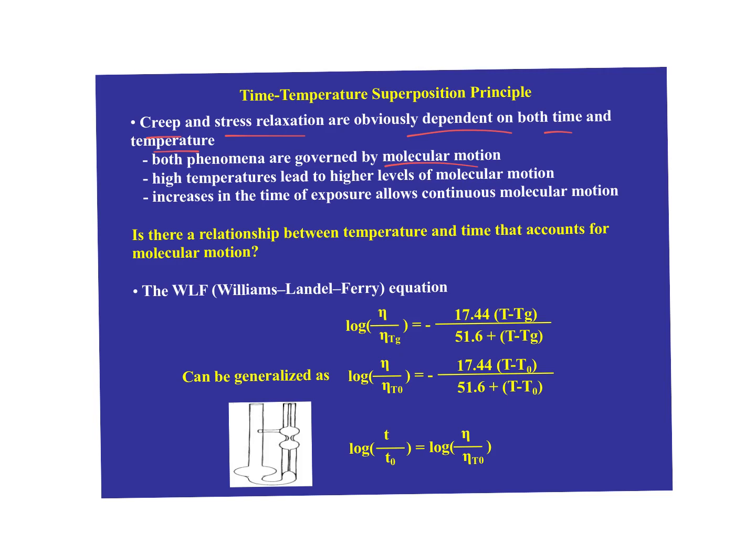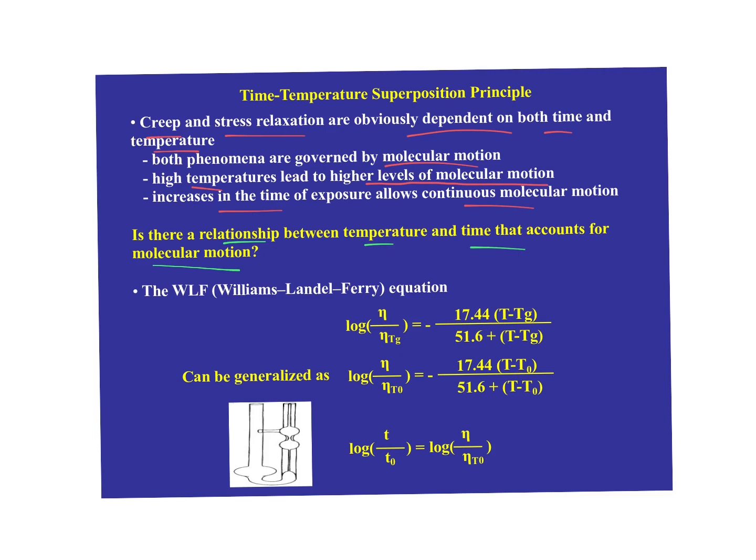Everything that contributes to molecular motion is also going to play a role here in terms of creep and stress relaxation. Higher temperatures, of course, give us greater chain mobility, and that means that the chains can move around faster and can give rise to higher levels of molecular motion. So polyethylene will creep more at 48 degrees than it does at 37 degrees. Right? This should not be unusual in your eyes. Increases in the time of exposure allows continuous molecular motion and allows the polymer to respond. And the question that we're asking here is, is there a relationship between temperature and time that accounts for molecular motion?